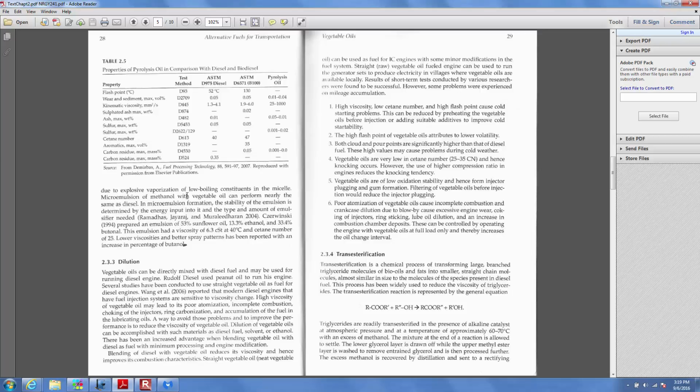The other problem with methanol is that it's very hygroscopic, which means it draws water. So you end up with water in your fuel, and obviously water and fuel don't mix. That's kind of hard on your engines.